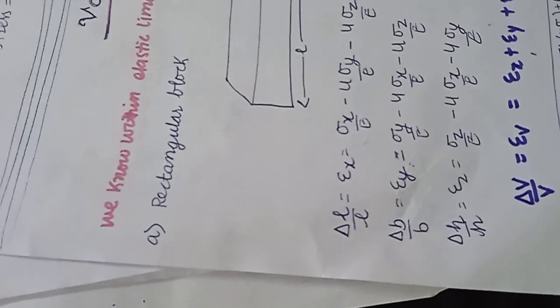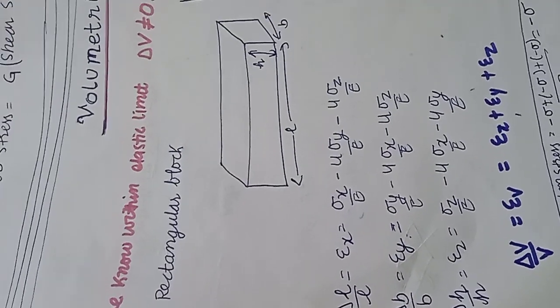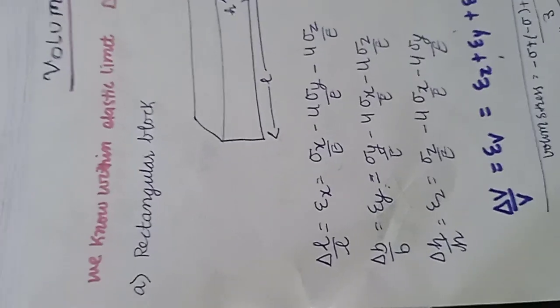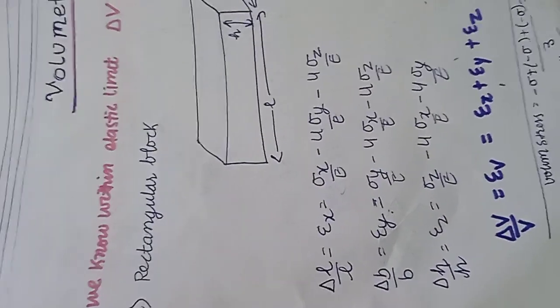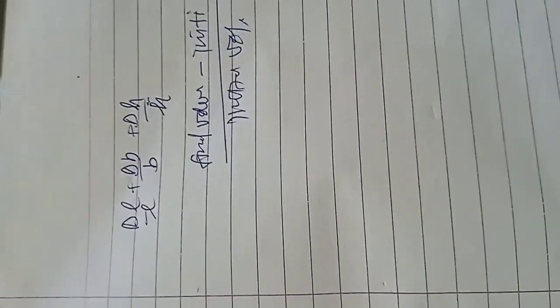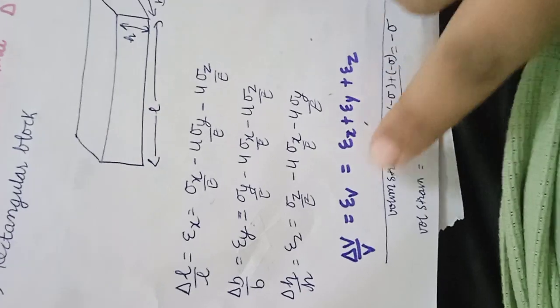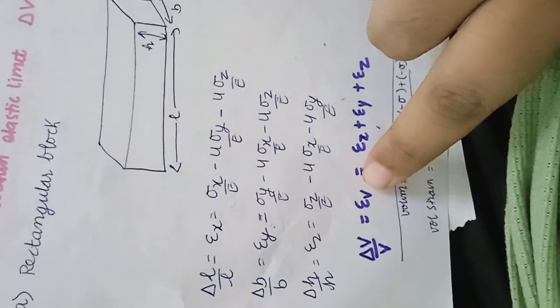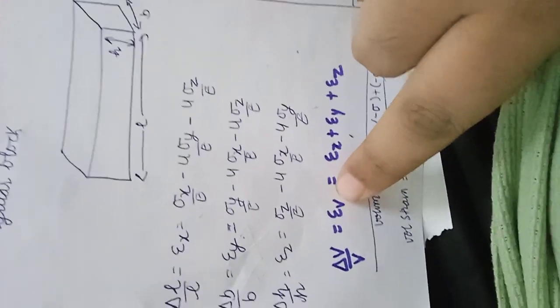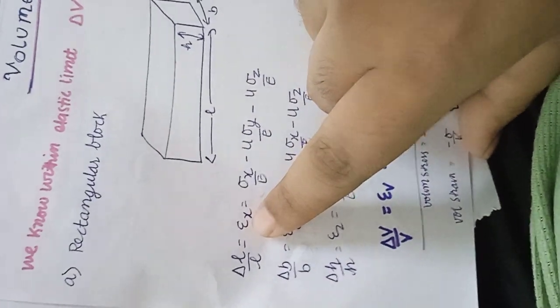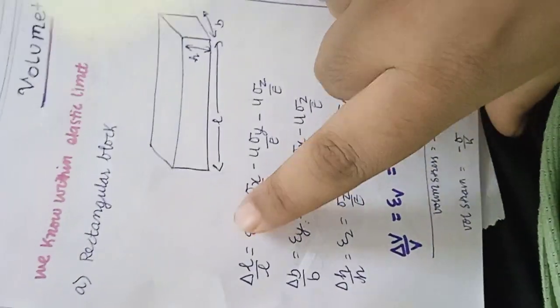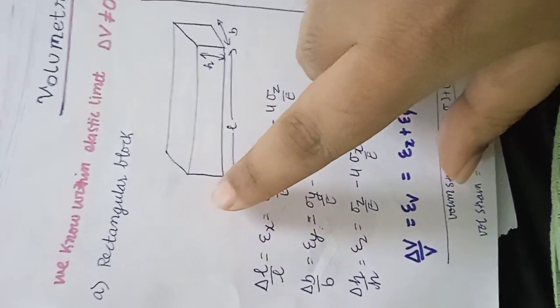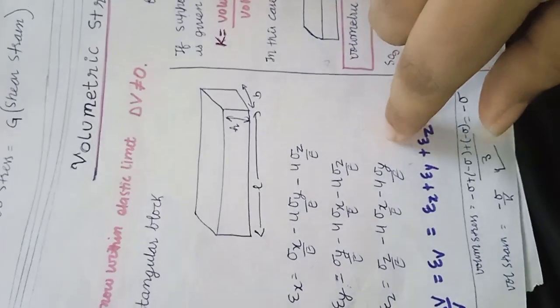This is the formula. Delta B by B is equal to Ey, which is equal to sigma y by E minus mu sigma x by E minus mu sigma z by E. And delta H by H is equal to this. So the formula for volumetric strain remains the same: delta L by L plus delta B by B plus delta H by H is equal to Ev, the volumetric strain. As these denote normal strains, the volumetric strain is equal to the normal strain in the x direction plus the normal strain in the y direction plus the normal strain in the z direction.